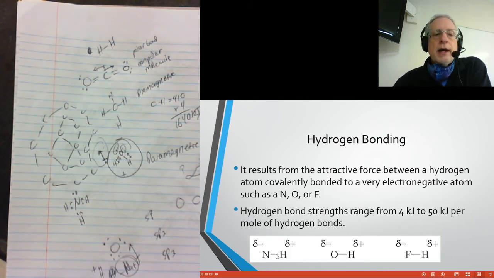So a dipole is like you have a nitrogen-hydrogen polar bond, an oxygen-hydrogen, or a fluorine-hydrogen. These are very polar bonds, and they create dipoles. And hydrogen bonds can have a strength of 4 to 50 kilojoules, so that's actually a really strong bond, but it is just a dipole interaction.